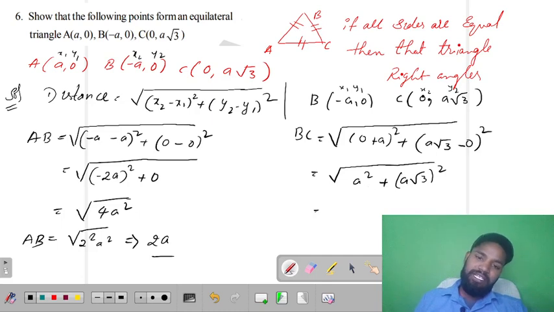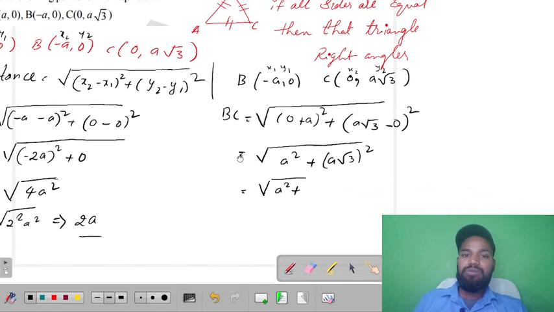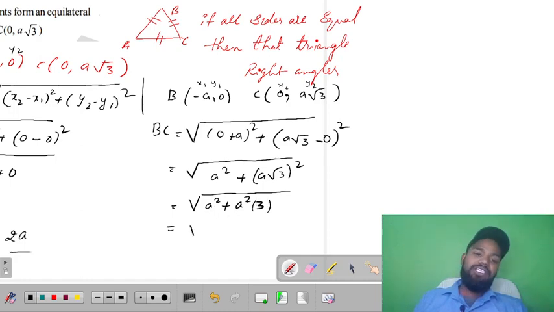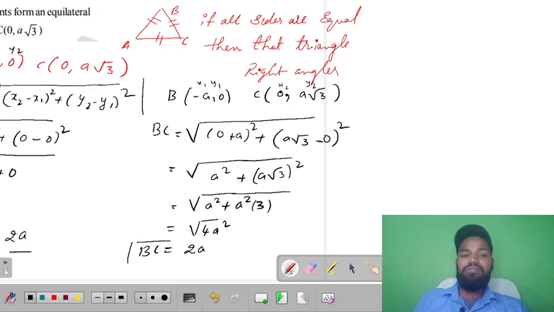So A square plus A root 3 whole square means A square into 3, that is nothing but 3A square. A square plus 3A square is nothing but 4A square. So we can write it as 2A. BC equals 2A.